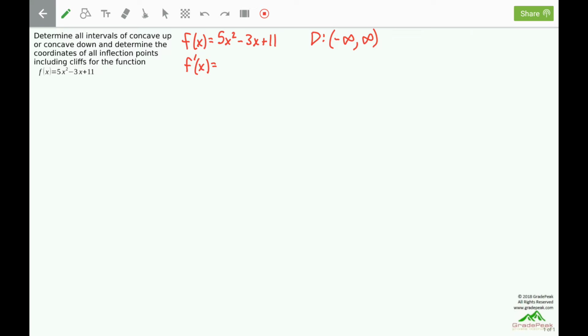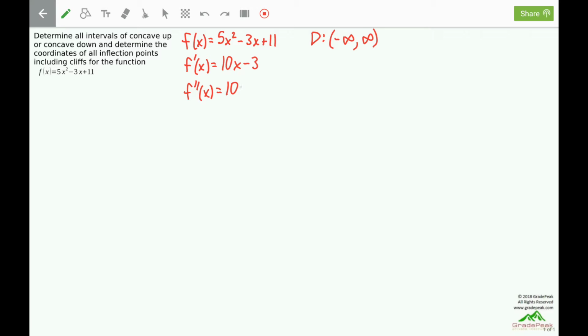F prime of x equals, the first term is power rule, bring down the power, multiply with the 5, subtract 1 from it. Second term is a constant times x, derivative is the constant. Third term is a constant with no x, derivative is 0. We can now find the second derivative. First term is a constant times x, derivative is the constant. Second term is a constant with no x, derivative is 0.